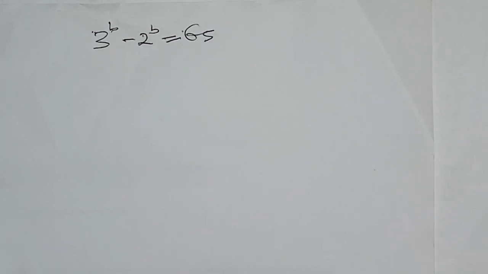So today we have this problem: 3 raised to power b minus 2 raised to power b is equal to 65. So how are we going to be solving it? I'm going to be showing you the trick to actually solve this problem in this video.